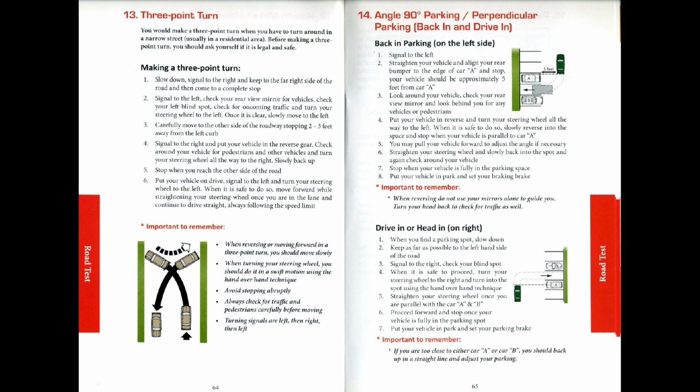Put your vehicle in reverse and turn your steering wheel all the way to the left. When it is safe to do so, slowly reverse into the space and stop when your vehicle is parallel to car A. You may pull your vehicle forward to adjust the angle if necessary. Straighten your steering wheel and slowly back into the spot and again check around your vehicle. Stop when your vehicle is fully in the parking space.